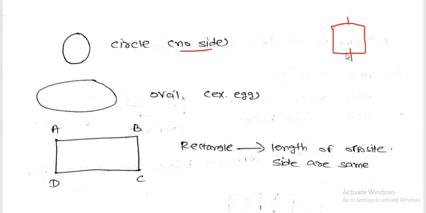These sides, this side, this side or this. If you measure any of the 4 sides, their lengths are same. But if you measure the sides of a rectangle, then the opposite sides are same. For example, length of AB and length of CD are same, as well as length of AD and length of BC are same. So in rectangle the lengths of opposite sides are same.